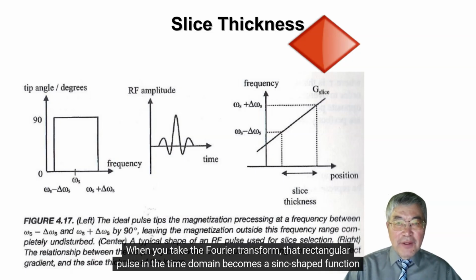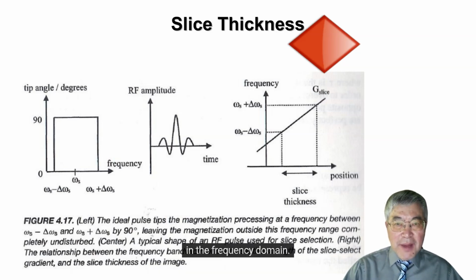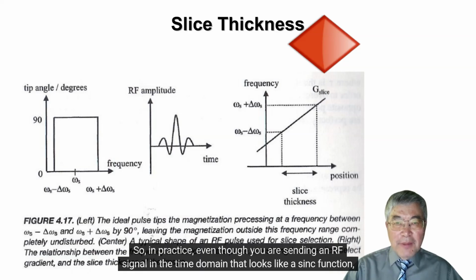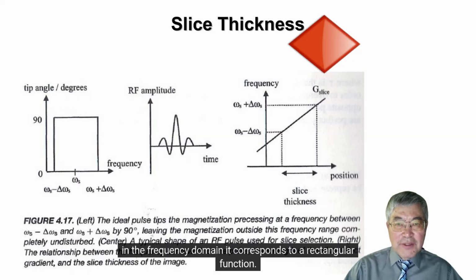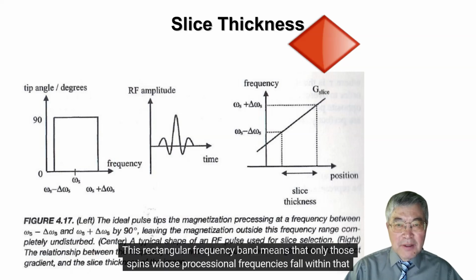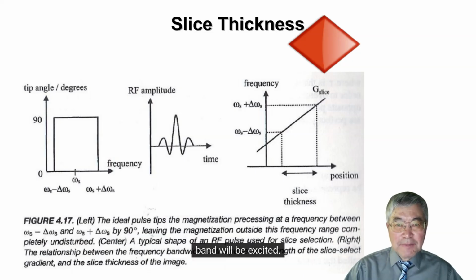When you take the Fourier transform, that rectangular pulse in the time domain becomes a sinc shape function in the frequency domain. So, in practice, even though you are sending an RF signal in the time domain that looks like a sinc function, in the frequency domain it corresponds to a rectangular function. This rectangular frequency band means that only those spins whose precessional frequencies fall within that band will be excited.